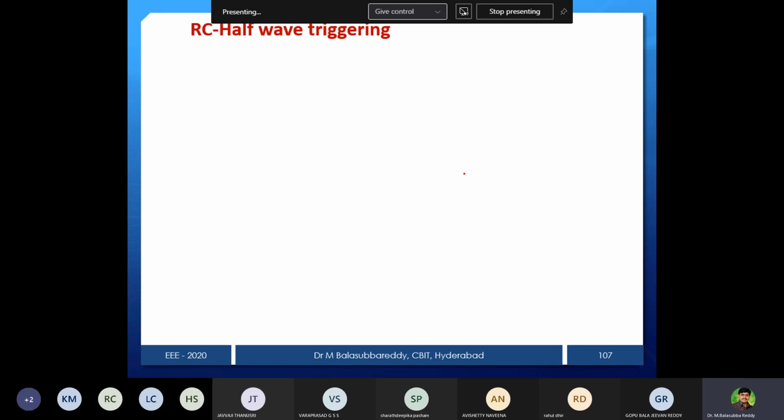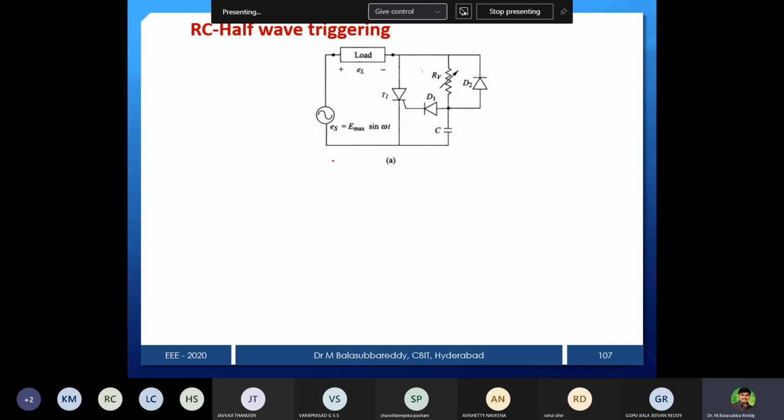And in RC triggering, two things are there: one is half wave RC triggering and the other is full wave RC triggering. One more drawback in R triggering we noticed is that only during the positive half cycle are we getting the output voltage. During the negative half cycle we are not getting it. That problem we can overcome by using RC full wave triggering, whereas in half wave triggering that problem remains. So now we'll see RC half wave triggering.